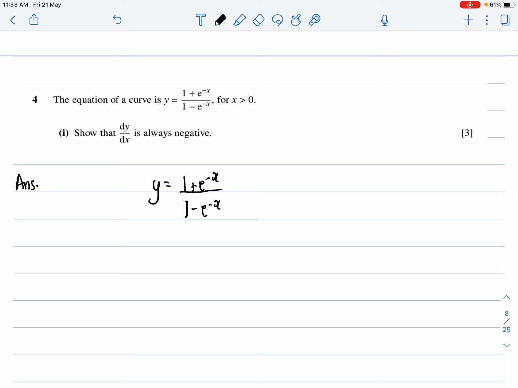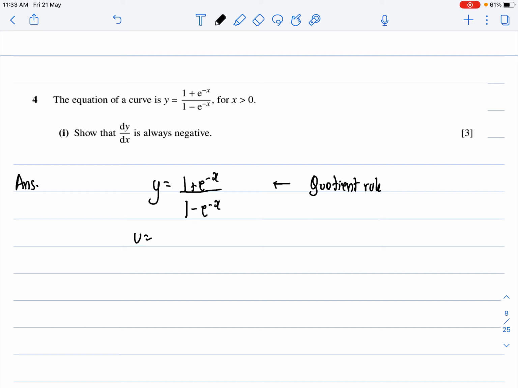This is the fourth question of the paper. As you can see here in the first part, I need to show that dy by dx is always negative. So I need to use something called the quotient rule here, because a variable is divided by another variable.